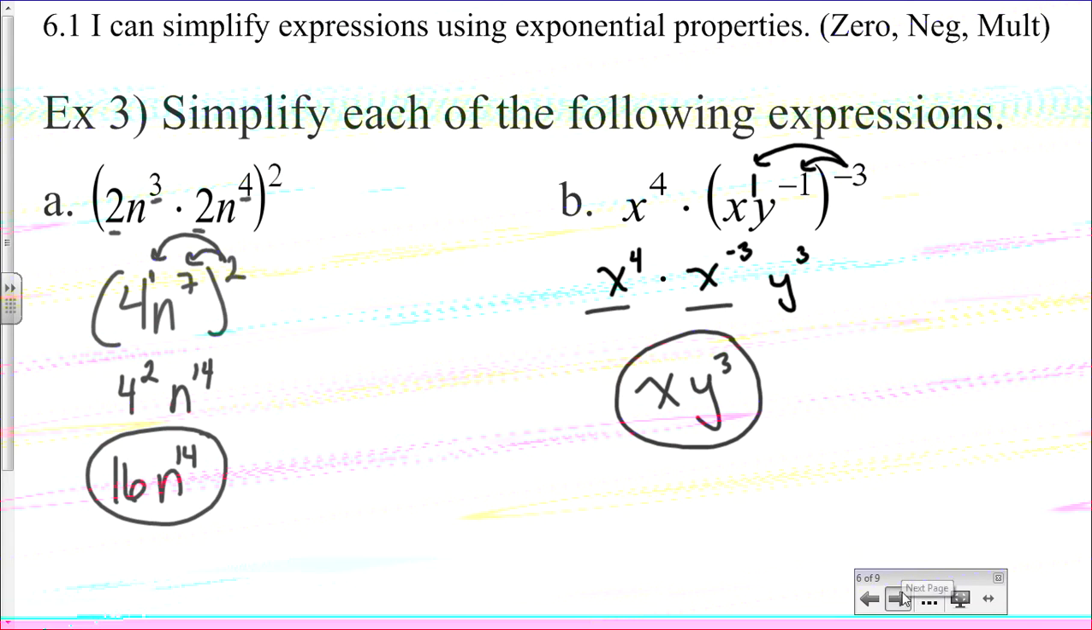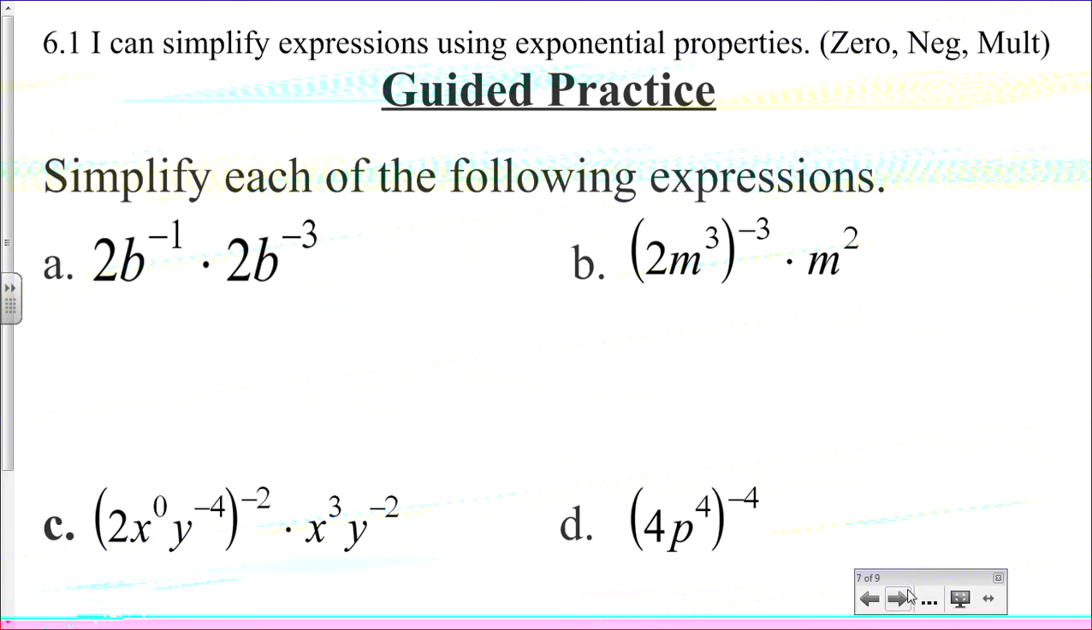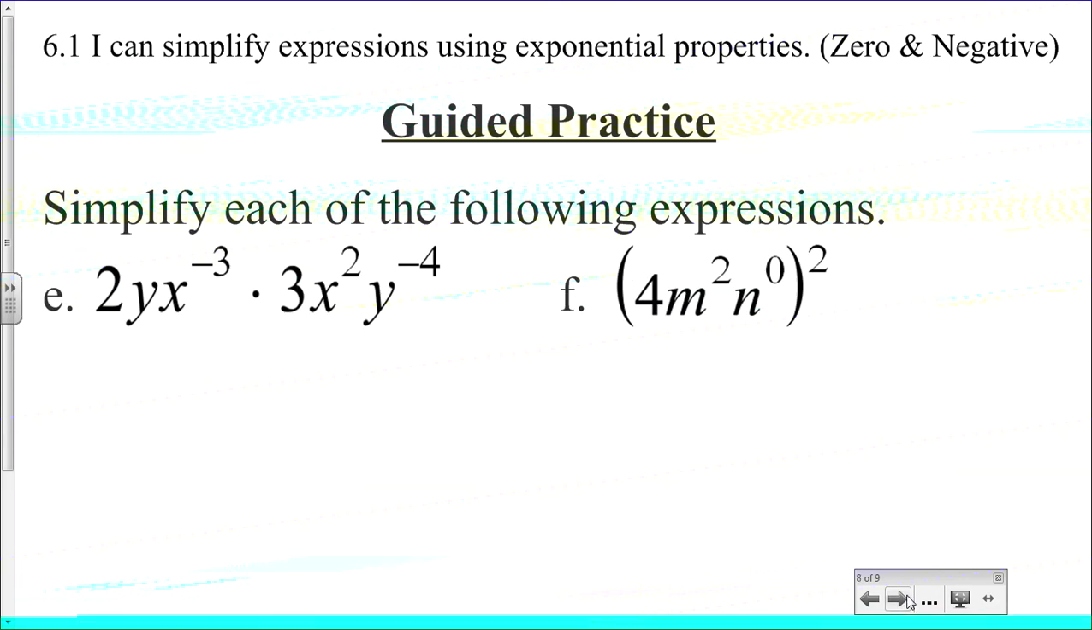Okay. There are 6 guided practice problems, they're all kind of mixed up, so you'll have to look at them carefully. Once you finish those 6 problems, show them to us, let us check them out, make sure you're okay, and then we will give you your homework assignment for the day.